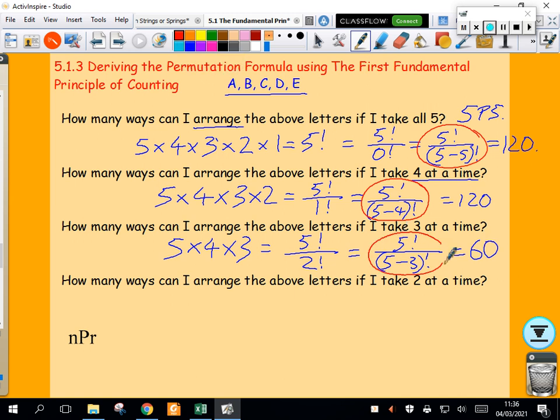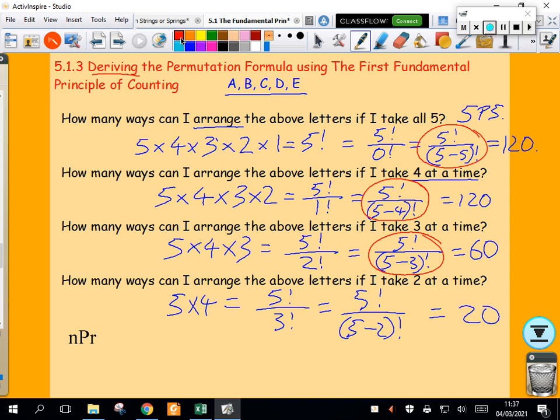What I'm really interested in is this, because I'm trying to derive a formula. How many ways can I arrange the above letters if I take 2 at a time? Well, if I take 2 at a time, there's 5 ways I can choose a letter to go in the first position, and 4 ways I can choose a letter to go in the second position. And what I really want you to think about is 5 by 4 is the same as 5 factorial divided by 3 factorial. Which is the same as 5 factorial over, and 3 is found by subtracting 2 from 5. And that's 20. But I'm not so interested in the 20 at this point in time.